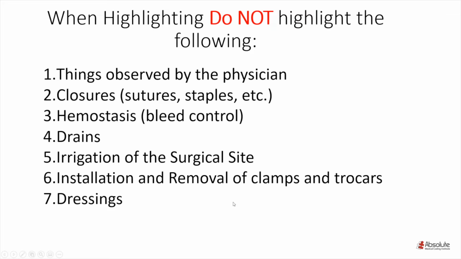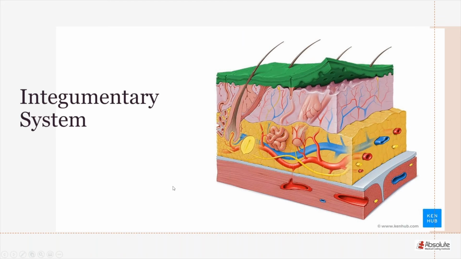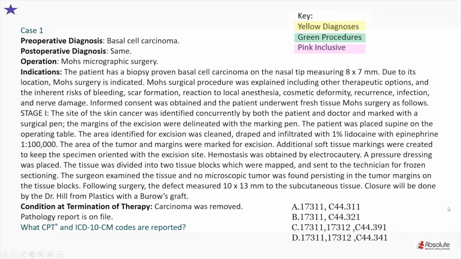Number 7, dressings. Don't highlight those, and don't highlight surgical risks. Okay. We're going to begin with the integumentary system. And here is our scenario. So Miss Josie, will you read for me? And don't forget, just want to remind everybody, we now read the last sentence, then the procedures and diagnosis, then we read the scenario. All right, Miss Josie, take it away.